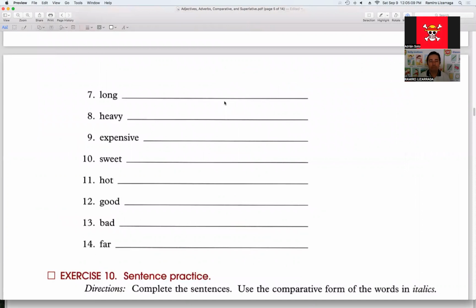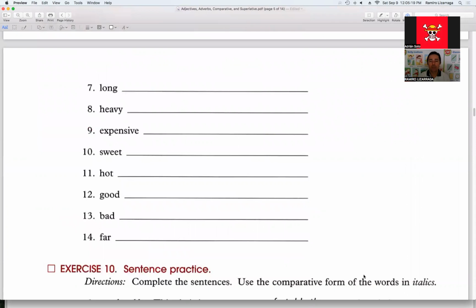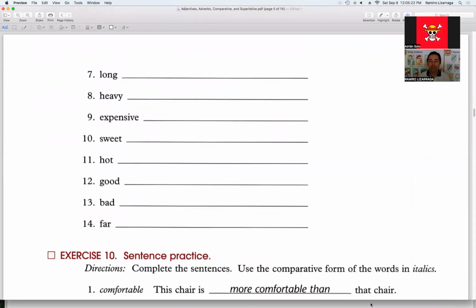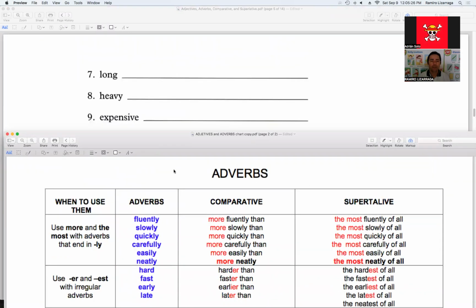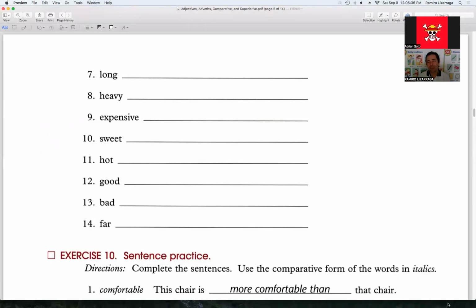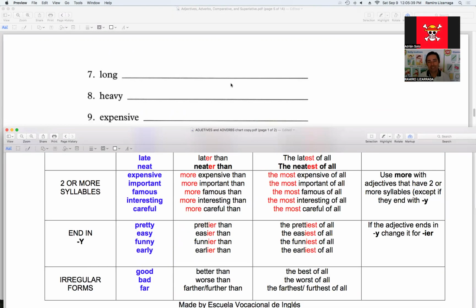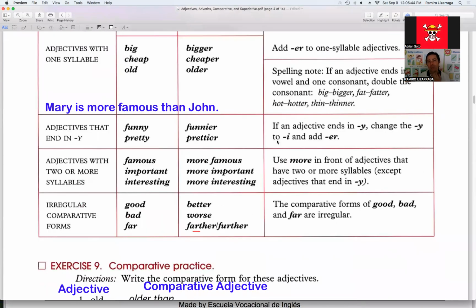Si por ahí hay palabras, por ejemplo, como expensive, sweet, pues tal vez no vienen aquí en esta tablita, pero como les vuelvo a reiterar, puede que venga en esta otra. A ver, vamos a buscar expensive. Vamos a ver si viene expensive. Sí viene expensive, mire. Entonces viene por ahí. O sea, la tabla sí les está facilitando de más. Claro que si ustedes pueden seguir las reglas, pues es mejor, ¿no?